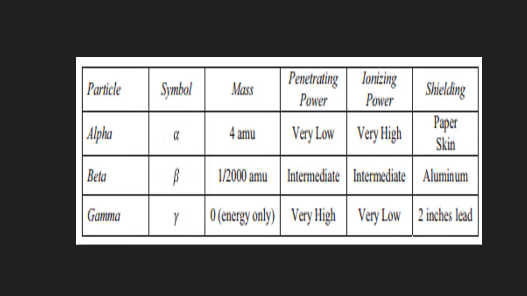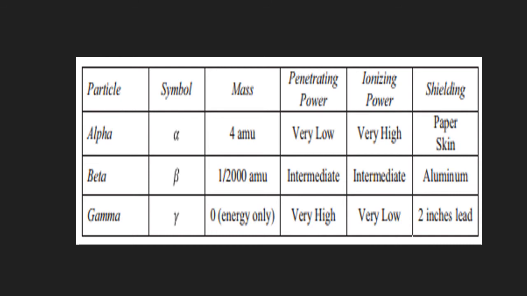This table shows some features of alpha, beta, and gamma radiation. As we see, firstly we see the symbol of alpha, beta, and gamma. Mass of alpha is 4 atomic mass units, mass of beta equals 1/2000 atomic mass unit. But gamma, as we know before, has no mass, it is energy only.